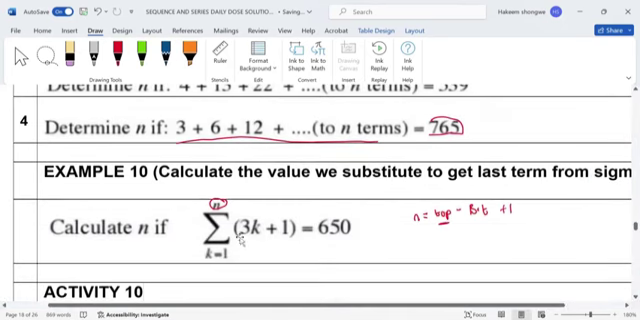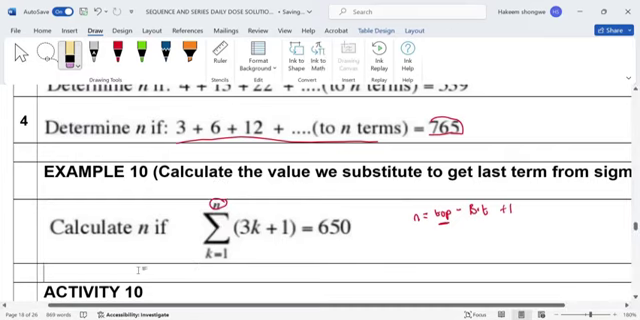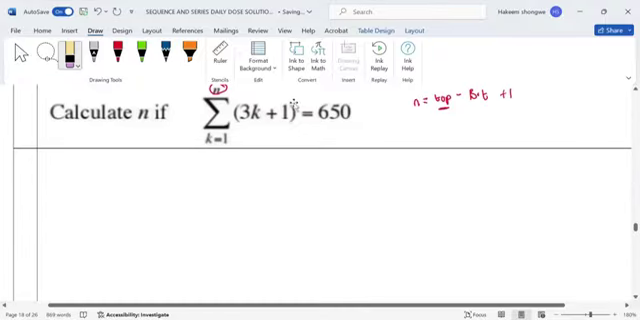They're saying calculate the sum of the following series given the general term, which will add up to 650. So calculate n, which is the value that we substitute to get the last term. Okay, let's do that. Now, how do we work with sigma notations? We expand first. So let's go and expand. Step 1, expansion.